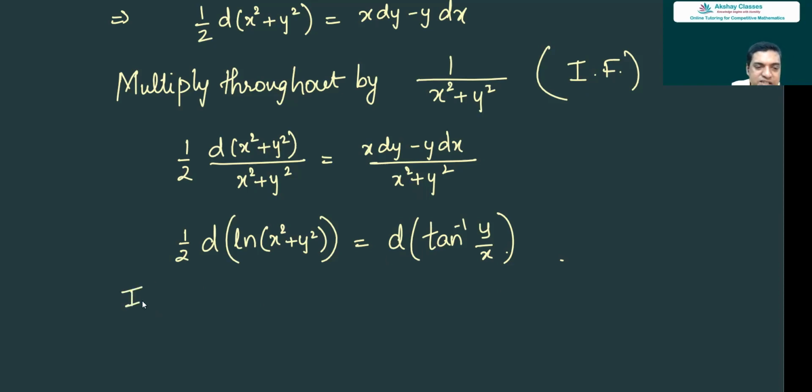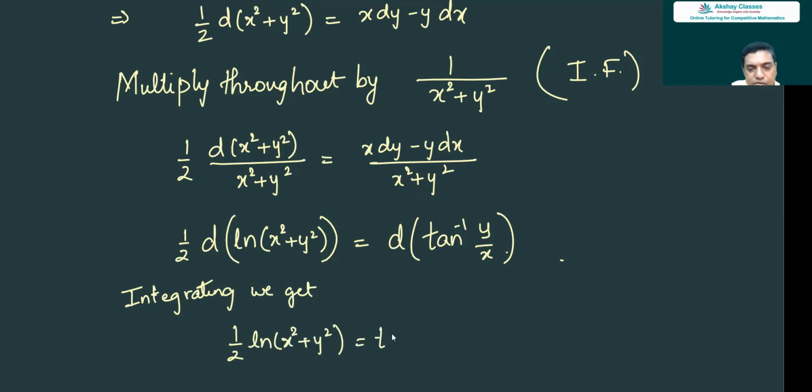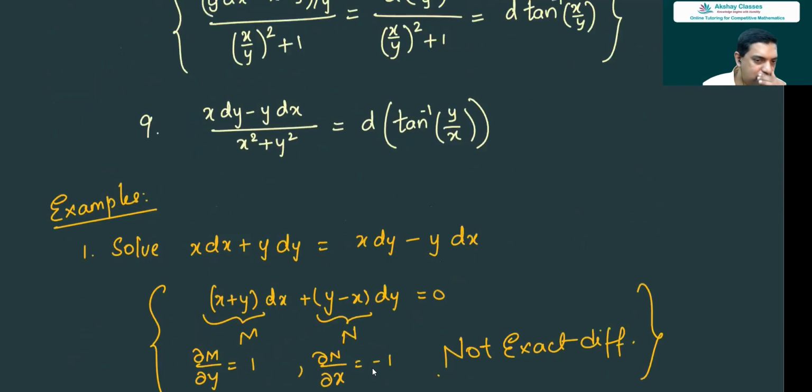So you got this as the exact differential. So integrating, we get half log (x square plus y square) is equal to tan inverse of (y by x) plus c. Okay, so this is the solution. So this is the way we use the integrating factor for exact differential.